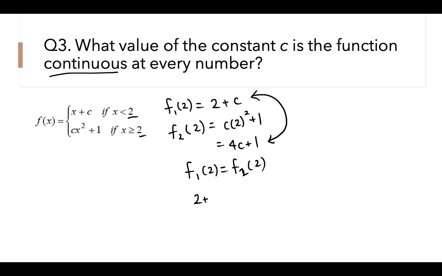So 2 plus c is equal to 4c plus 1. Let's collect the like terms. 2 minus 1 equals 4c minus c. 1 is equal to 3c. c is equal to 1/3. So when c is equal to 1/3, this piecewise function is going to be continuous.